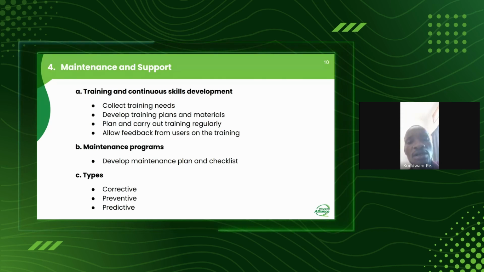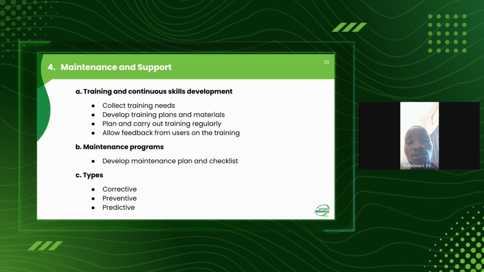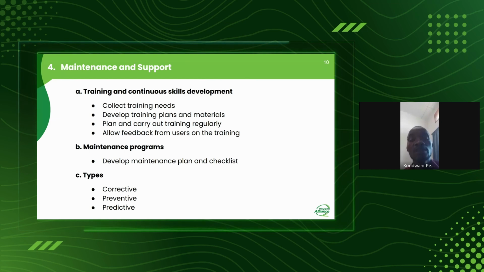Now, during the use, we also as engineers need to provide maintenance and even support, as I've alluded to above. So we need to provide maintenance and support throughout the life cycle of an equipment as part of equipment maintenance. The first part of providing support is the training and continuous skills development. We need to continuously develop skills of the users as they are in contact with the machine. So during the training and continuous development, we need to collect the training needs.